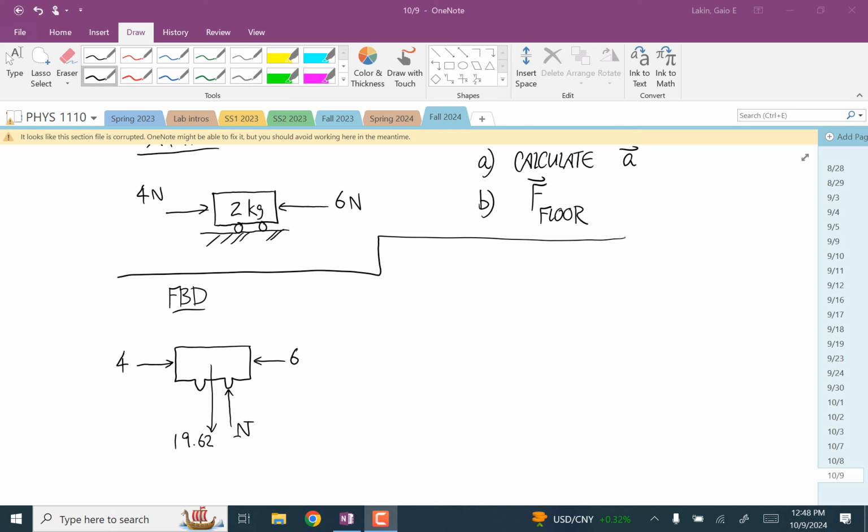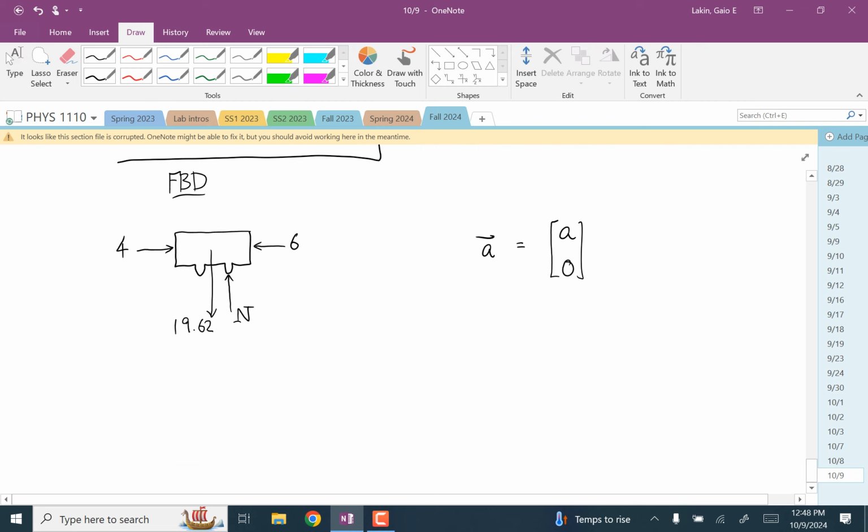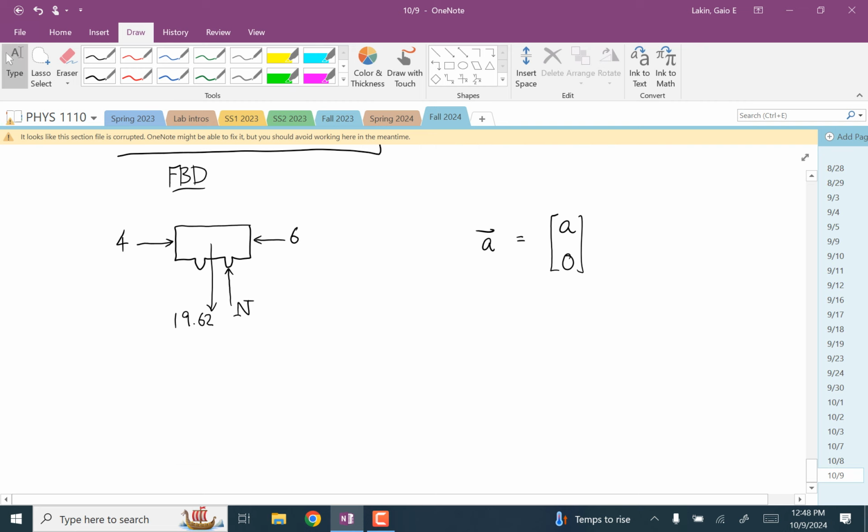So this one is free to move along the x direction, and so we're going to express the acceleration vector as a, 0. Next, write out Newton's second law. Okay, so Newton's second law says the 4 is in the positive x direction, so 4, 0. The 6 is in the negative x direction, so negative 6, 0.